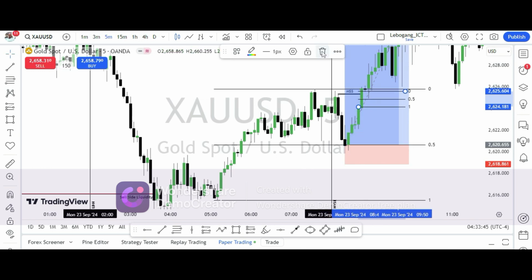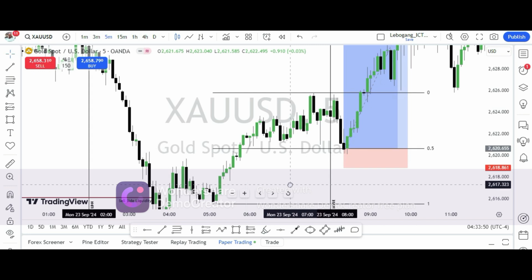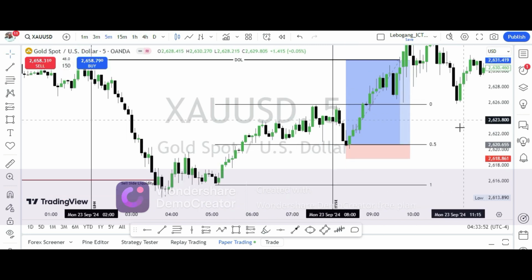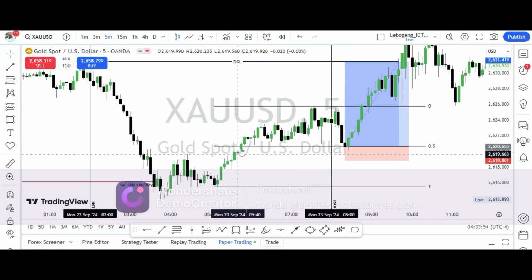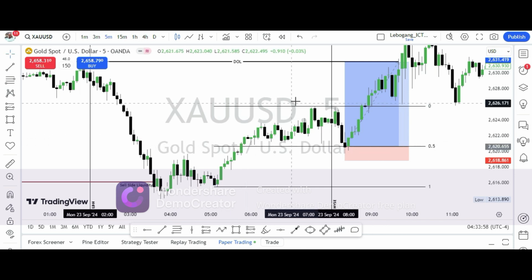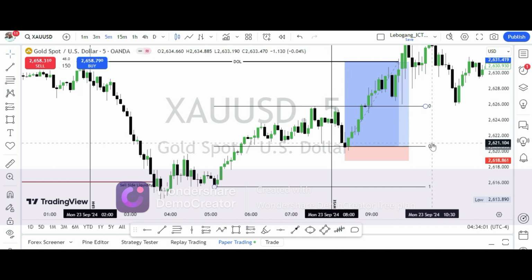You can use it like this, enter here on the fair value gap. This shows that our fair value gap here was valid. So price came down and touched the 50% of the fib of this whole movement, and then it validated our fair value gap, and then it continued to go up and touch the liquidity pool.